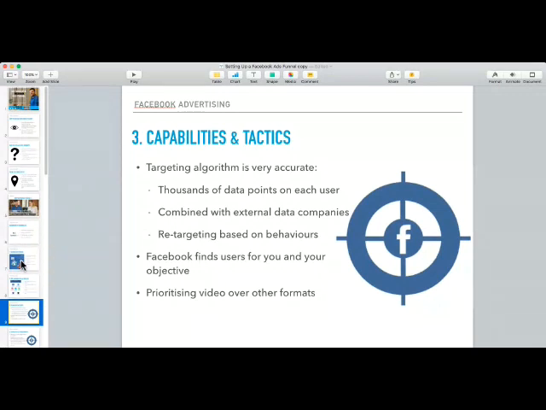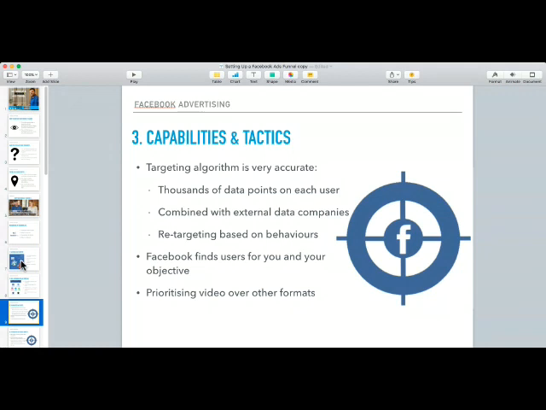So they're now combining those, and they're getting more data than they've ever had on their user base, and they can retarget based on the behaviors that they perform as well. So the algorithm is as advanced as it's ever been, and it's only getting better. Basically the whole power of Facebook advertising is that it has an ability to find users that are most likely to perform your campaign objective.